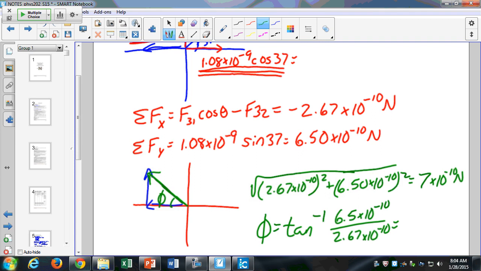This works out to be 67 degrees, and you need to add a qualifier to that. It's above the negative x-axis. Or you could say it's 90 plus 23, 113 from the positive x-axis. However you want to do that. Be careful with your calculator. I think you all know what your calculator does by now with regards to these angles, because sometimes it can give you the wrong answer.